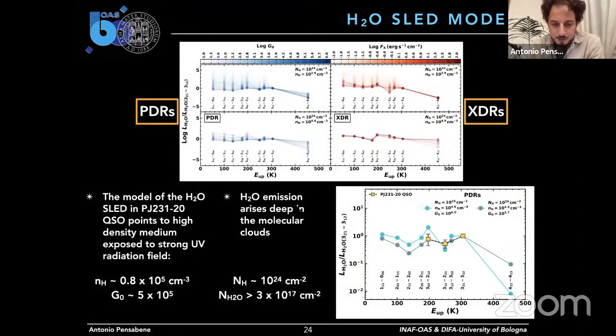Okay, then we can try to do similar things by combining our H2O lines. At the top of this slide, you can see the prediction of the H2O spectral energy distribution from Cloudy, and at the bottom right, the best-fit model. Here, the main result is that our model points to a medium with a high hydrogen volume density exposed to a strong radiation field with high hydrogen column density. Therefore, H2O emission in this source likely arises deep in molecular clouds.